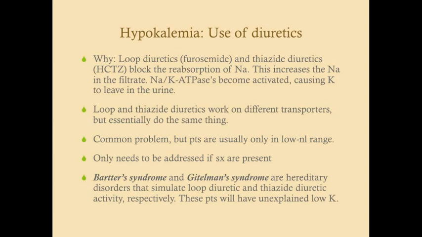So anytime you use diuretics, you're going to block the reabsorption of sodium, and in addition, you're going to pee out more potassium. Loop diuretics and thiazide diuretics work on different transporters, but essentially they do the same thing. This is a very common problem, as a lot of patients are on diuretics, but most patients are usually in the low normal range for potassium, so correcting their potassium is not something that we commonly have to do. The normal range for potassium is 3.5 to 5. You will be given that on the USMLE.